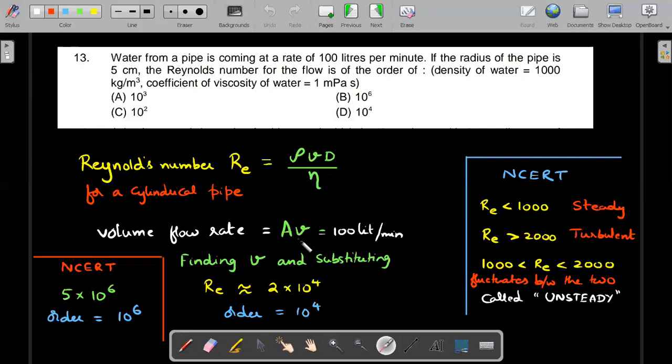Upon substituting all these values that have been given, the area of the cross section is pi d square by 4, right. After a lot of calculation, I ended up getting the Reynolds number as 2 into 10 power 4.